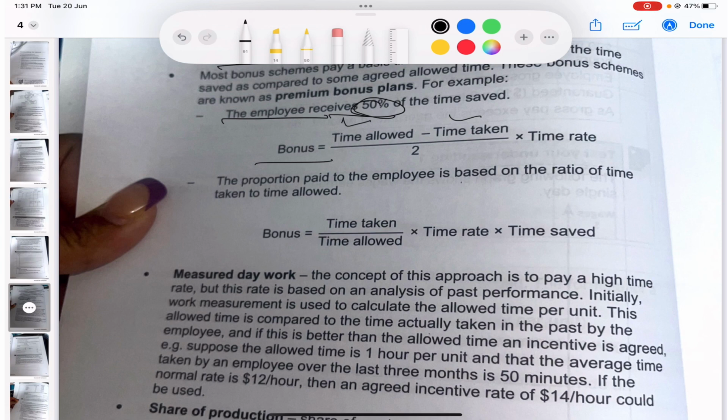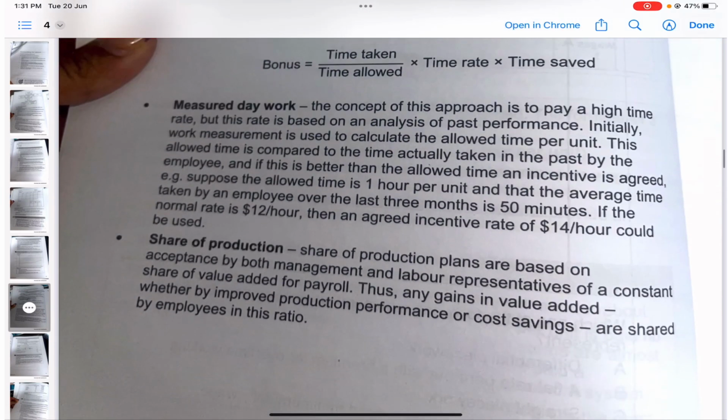The proportion paid to the employee is based on the ratio of the time taken to time allowed. So this is the proportion which is paid to the employee. Bonus is equal to time taken upon time allowed, multiplied by time rate and time saved. We will be doing questions on this.